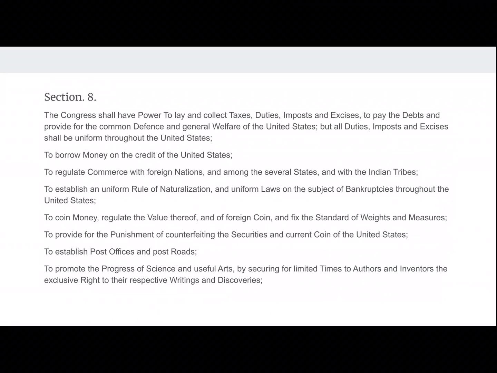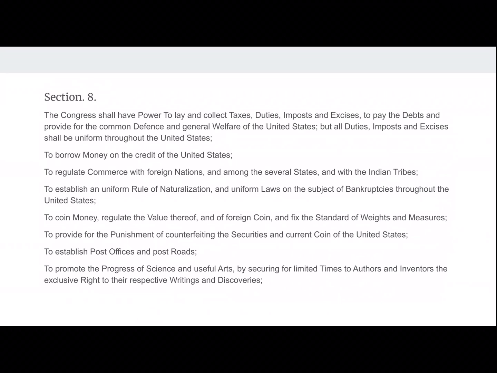Rules of naturalization is just immigration rules. How do you become a citizen is really important at this time, because everyone is migrating to the United States. To coin money, to regulate the value thereof, and of foreign coin, and to fix a standard of weights and measures. Basically, Congress gets to decide that the foot is going to be the foot throughout all of the states, and you can't have Massachusetts saying, well, we're going to measure everything in boxes, and New York saying, well, we're going to measure everything in brushes, right? Congress says, we're going to fix all this weights and measures.